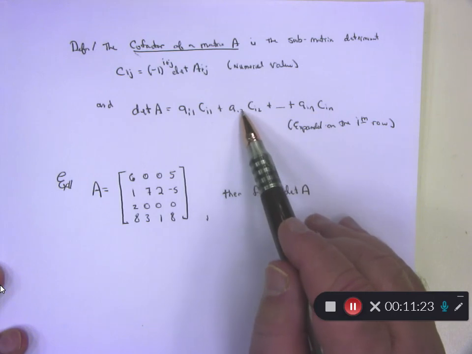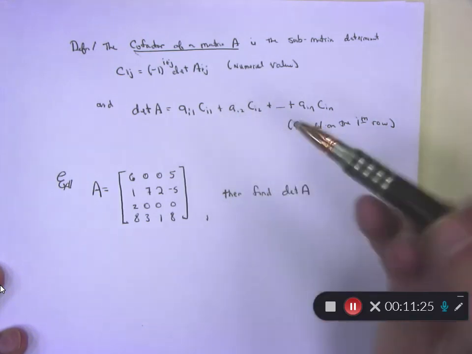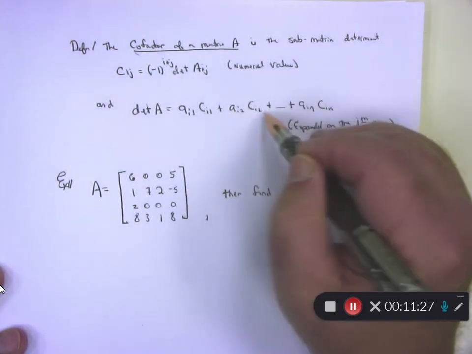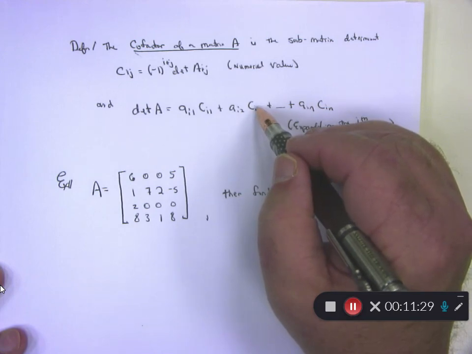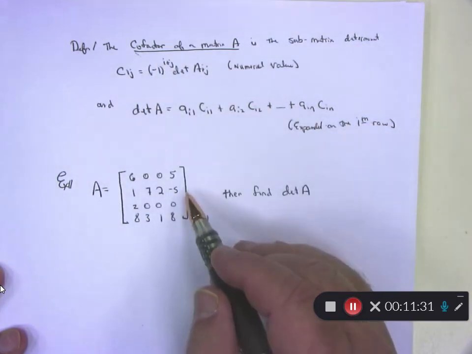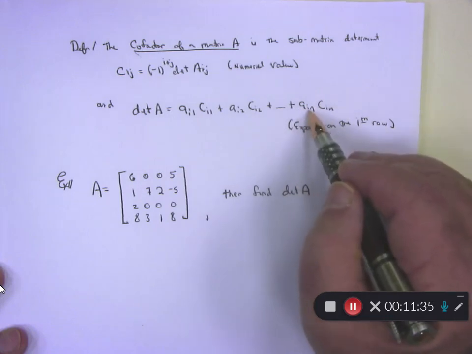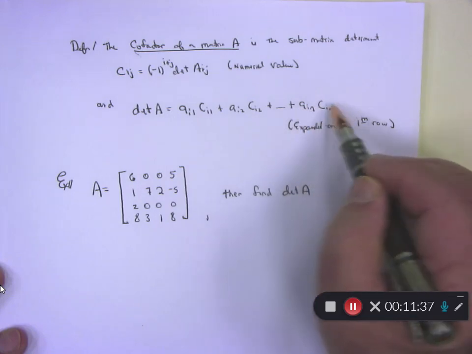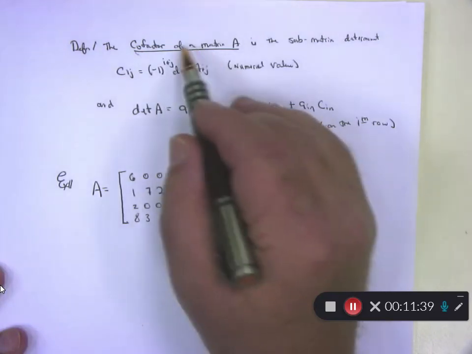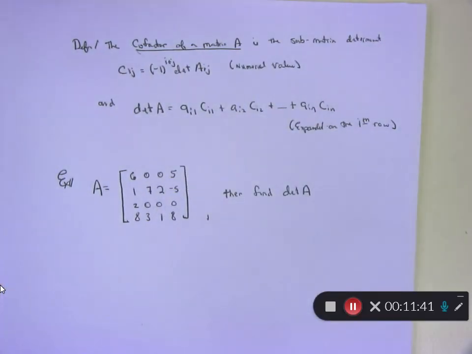So it's a_i2 times that determinant of that minor matrix C_i2 with the actual correct sign on it, and so forth, all the way out to a_in times the C_in. And these C's are representing what we call the cofactor or minor matrices, submatrix, if you will, okay?